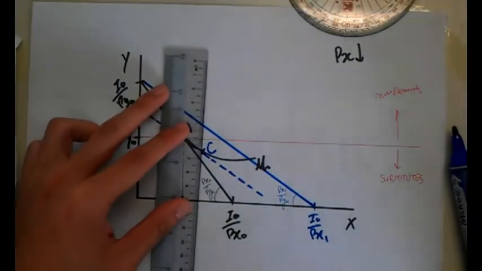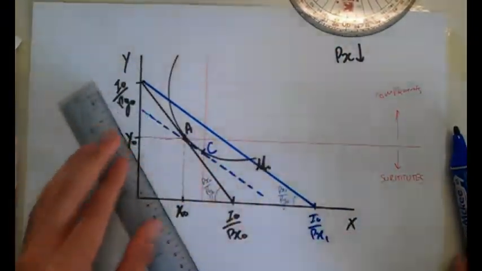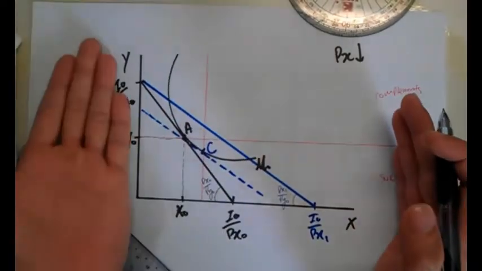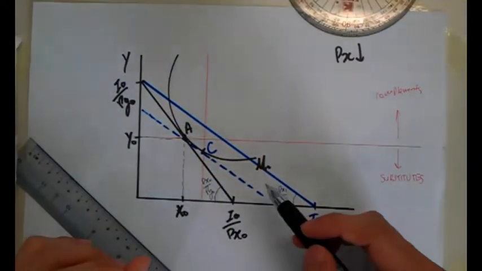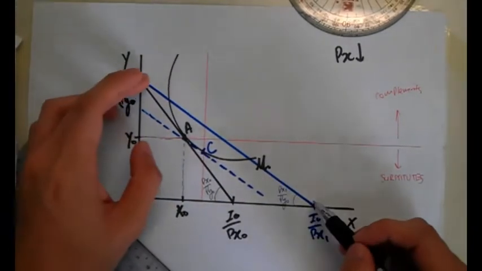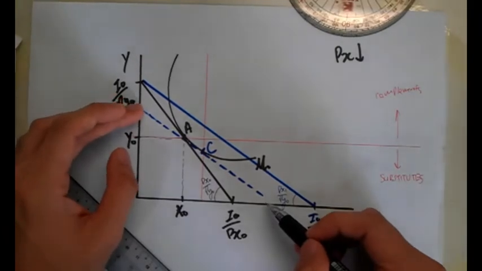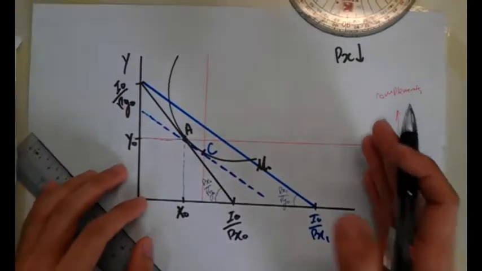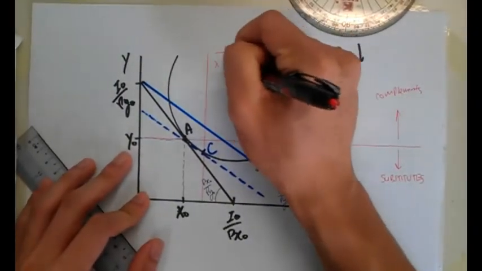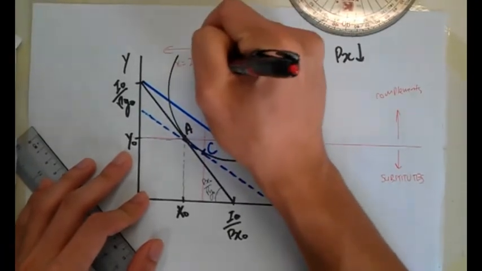Next I draw a vertical line on point C. Now I have to decide whether this side is a normal good and this side is an inferior good. Let's ask whether real income has increased. Yes, it has, because the new budget line is above the imaginary budget line. Therefore real income has increased. When real income has increased and I buy more x, that means x is a normal good. So if I'm going this way, x is a normal good, and if I'm going this way, x is an inferior good.